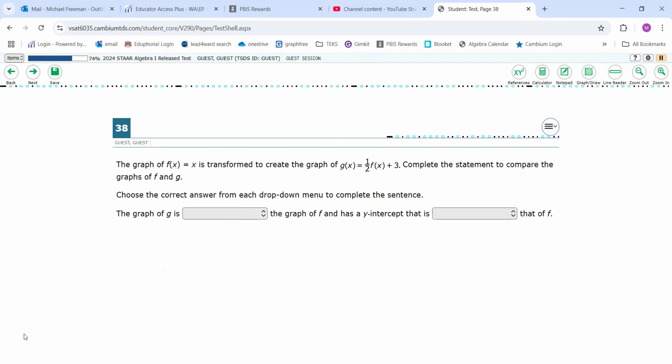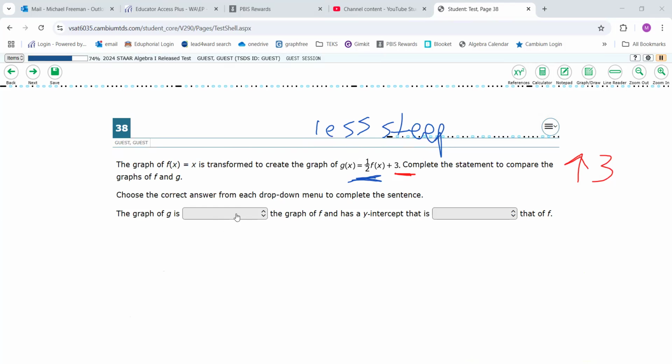If I multiply by a number, that's changing the slope of my line. And if it's less than 1, this makes it less steep, right? Our line gets a little flatter. And when we're adding or subtracting, that's moving our y-intercept. So this is going to shift our graph up 3. So let's look at what our options are.